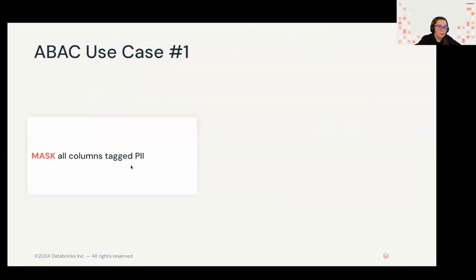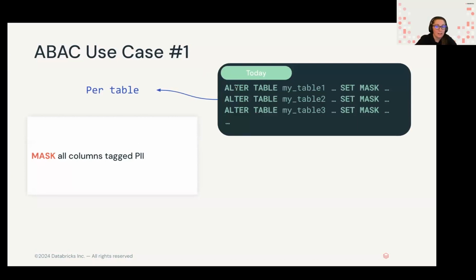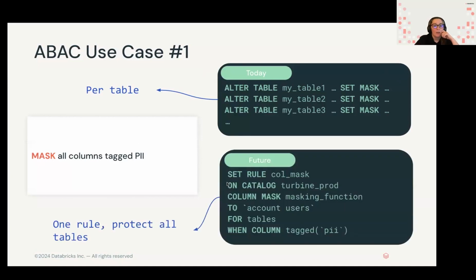So the first primary use case that most users ask about is masking all columns tagged with PII information. We don't want to have to manually, like we do today, alter each table and apply the function on every column where there is PII data. We'd rather have those columns tagged, have one rule that will automatically apply that masking function whenever the column is tagged with that PII tag here.